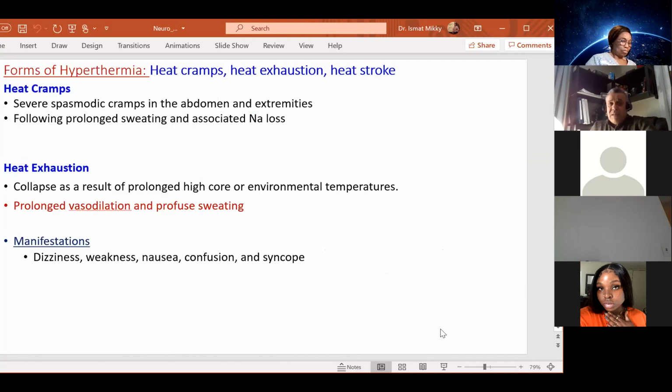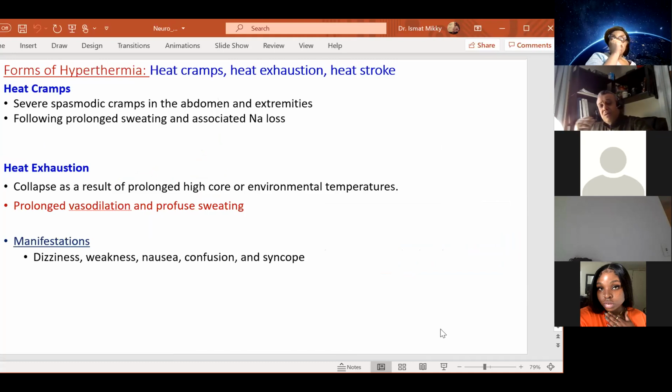So what's the difference between heat cramps, heat exhaustion, and heat stroke? Heat cramps are common in individuals not used to or accustomed to heat, or those performing strenuous work, exercise, or work in a warm climate.